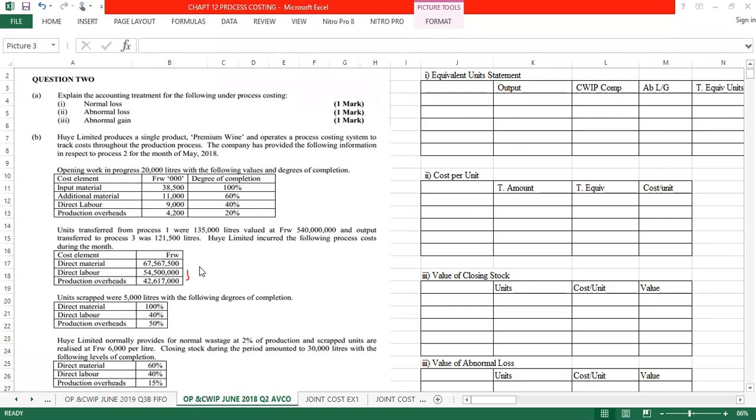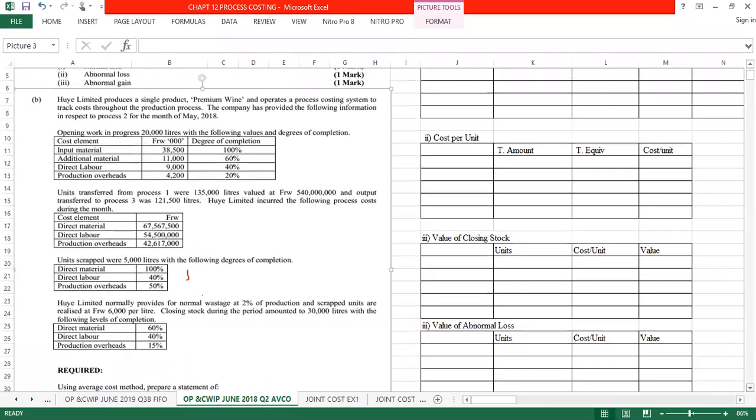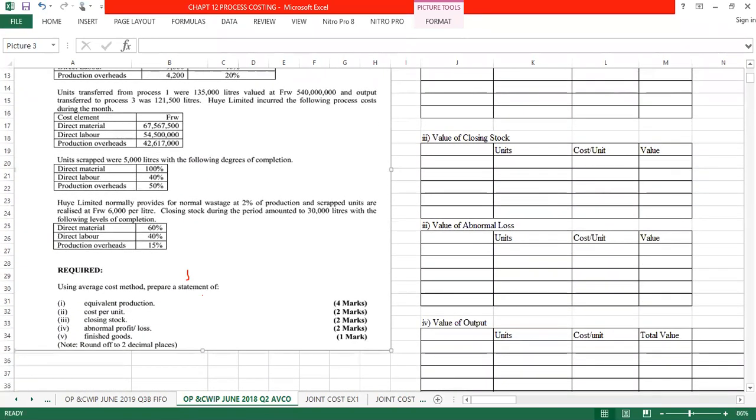So let's read the question, and it's good always to start with the required. Using the average cost method, which is AVCO, calculate the following. Number 1, equivalent production, that is equivalent units. Number 2, cost per unit. Number 3, closing stock. Number 4, abnormal profit or loss. Profit is the gain, loss is loss. Finished goods is the output.